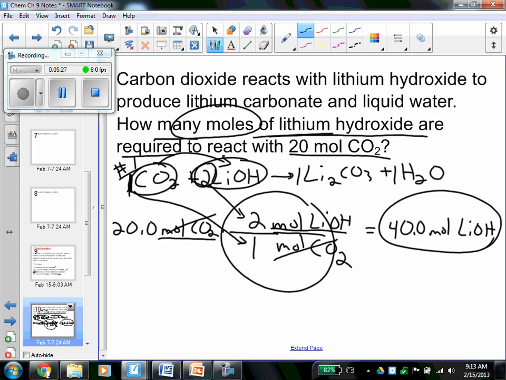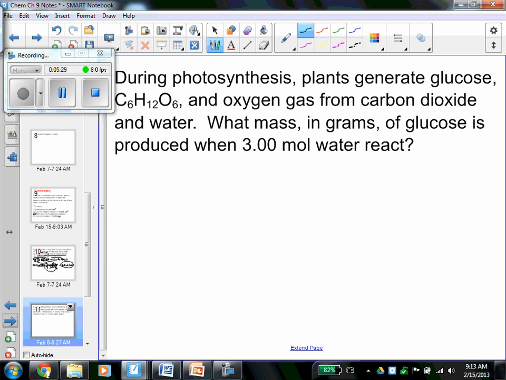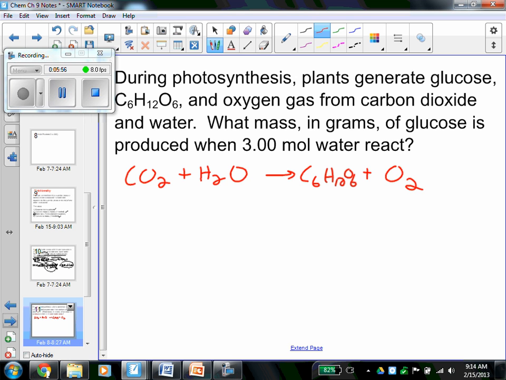Let's try another one. All right, during photosynthesis, plants generate glucose, which is C6H12O6, and oxygen gas from carbon dioxide and water. What mass in grams of glucose is produced when 3 moles of water react? Okay, so step number 1, write a balanced chemical equation. All right, plants generate glucose, and oxygen gas from carbon dioxide and water. Okay, so balancing this, I need a couple 6's in here, and that should do it. So step number 1 is done.